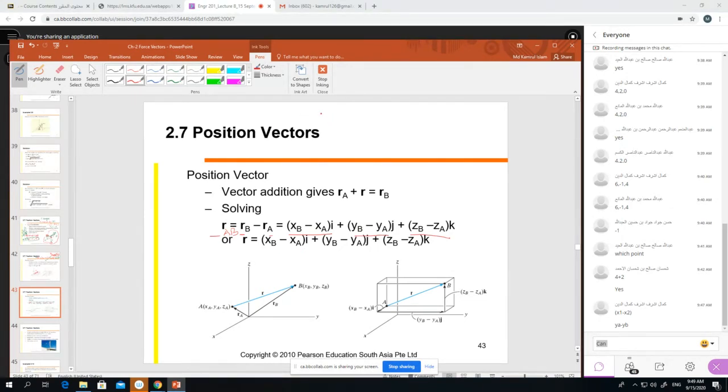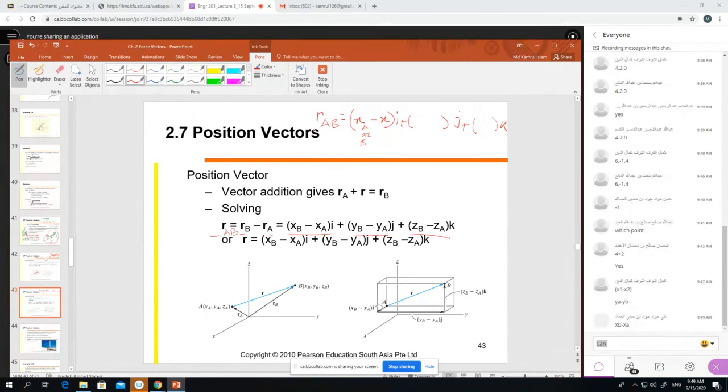So always remember, RAB, distance between two points is easy. I plus J plus K, and you write down, very easy. X, remember one thing here: XA or XB, if I write down XA or XB, what should I write down? B, right? If it is B here, so here will be B.